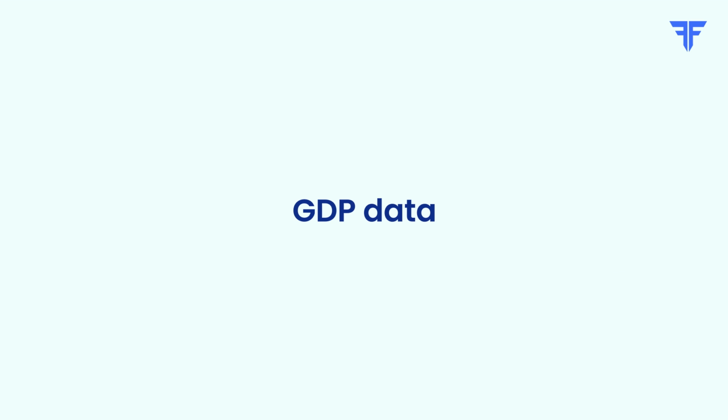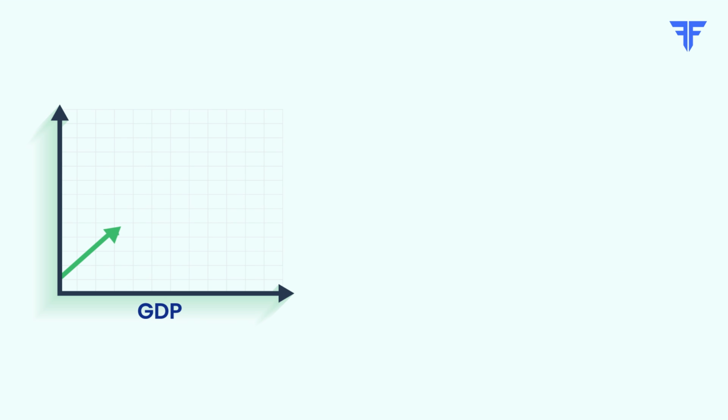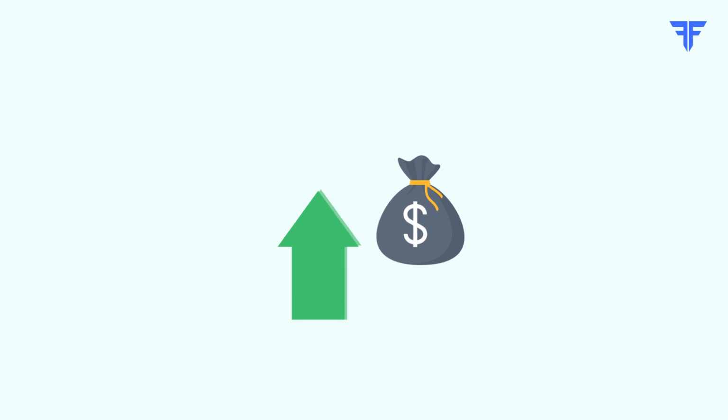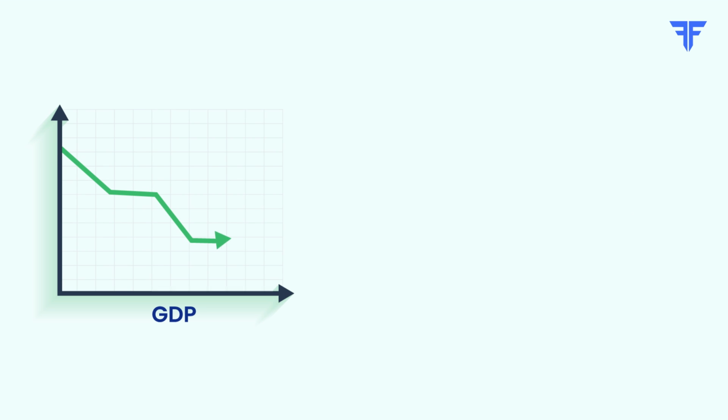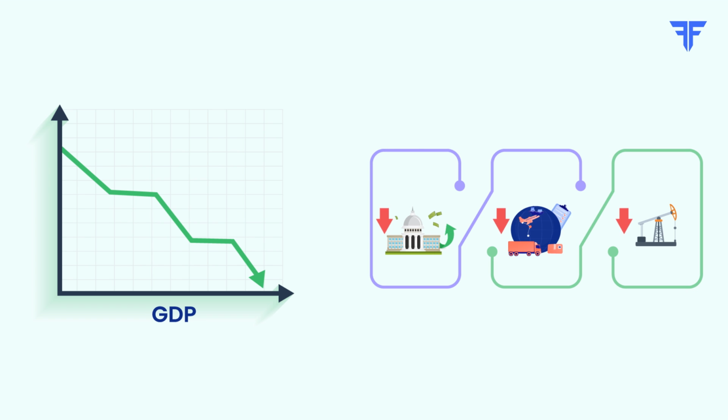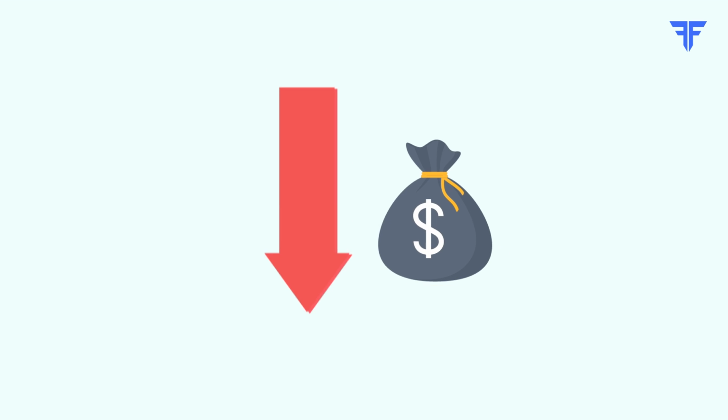Third, GDP data. A stronger than expected GDP data means a stronger level of economic activity in the nation, which is positive for the currency. On the other hand, a weaker than expected data means the level of the economic activity in the economy is not as strong as anticipated, which is negative for the currency.